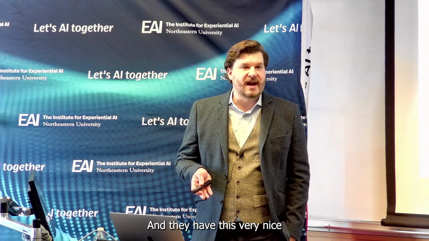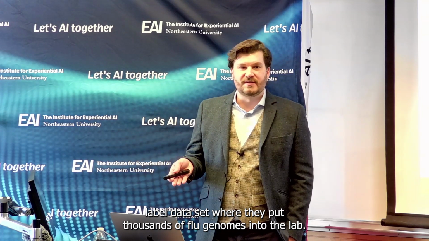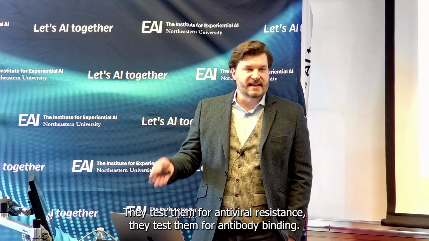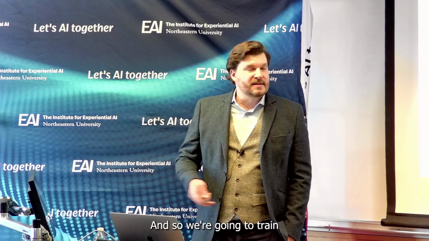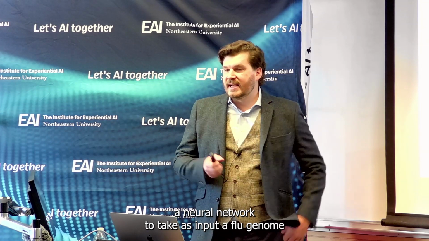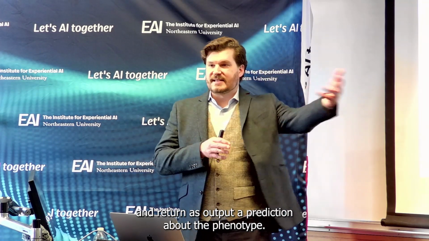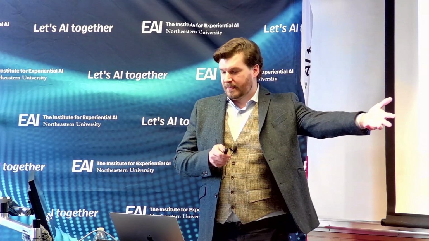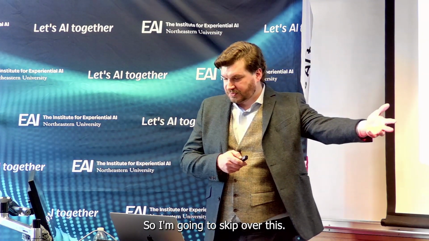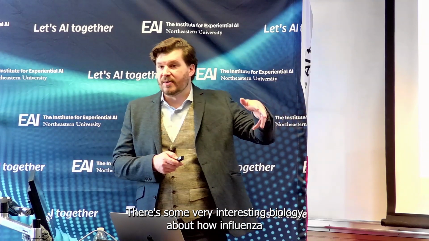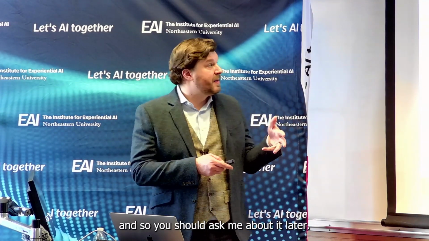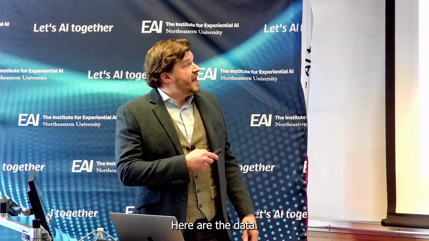And they had this very nice labeled data set where they put thousands of flu genomes into the lab. They test them for antiviral resistance. They test them for antibody binding. And so we're going to train a neural network to take as input a flu genome and return as output a prediction about the phenotype. So I'm going to skip over this. There's some very interesting biology about how influenza neuraminidase inhibitor resistance evolves, and so you should ask me about it later. Here are the data.